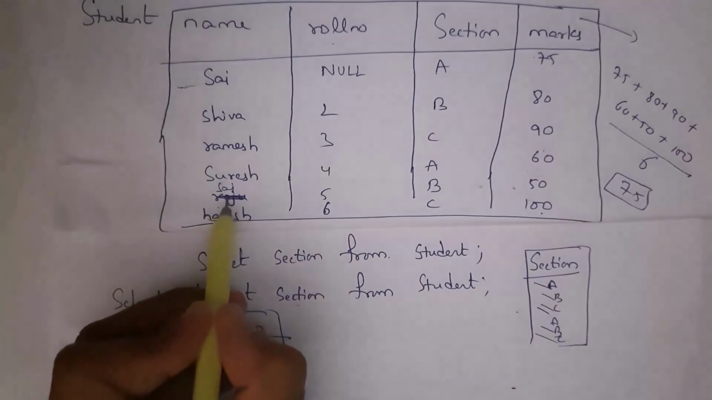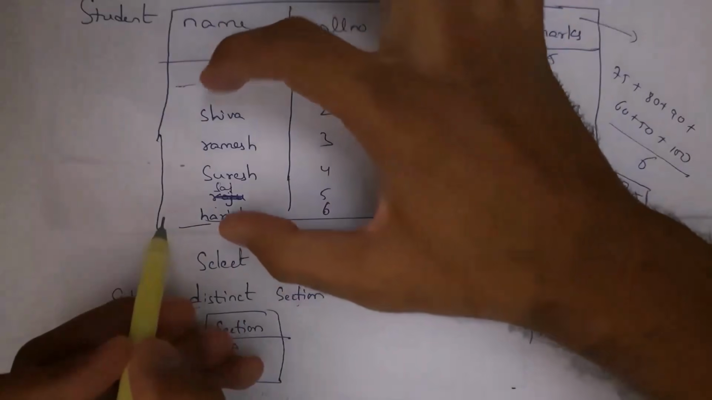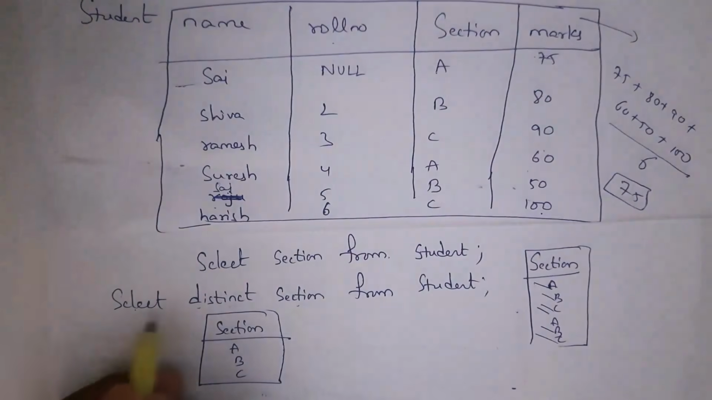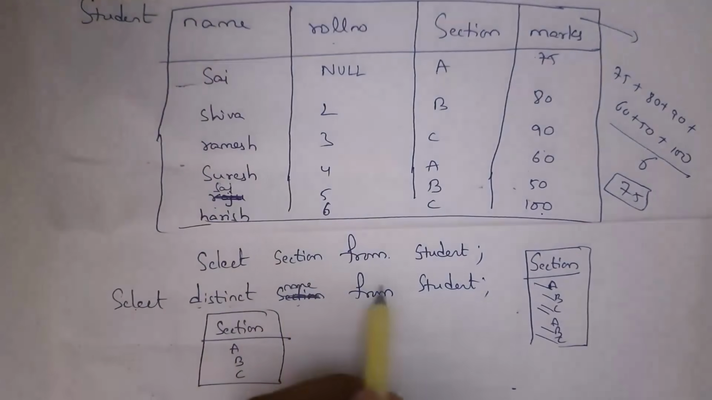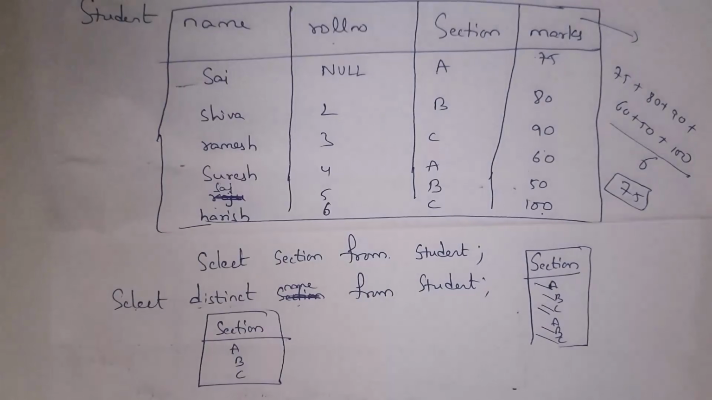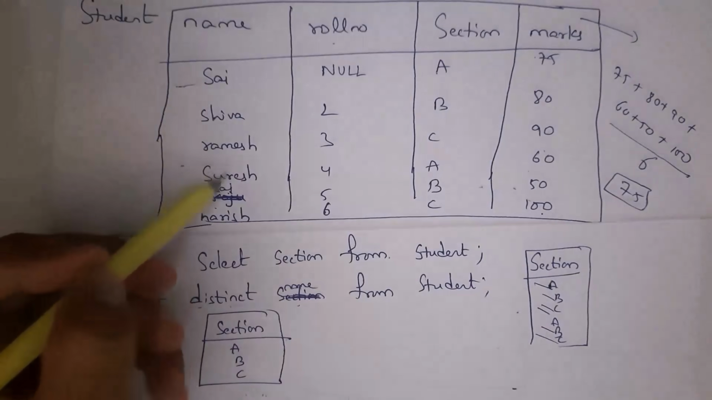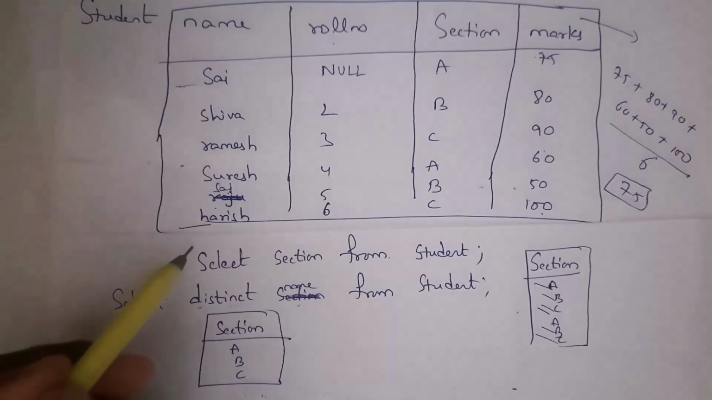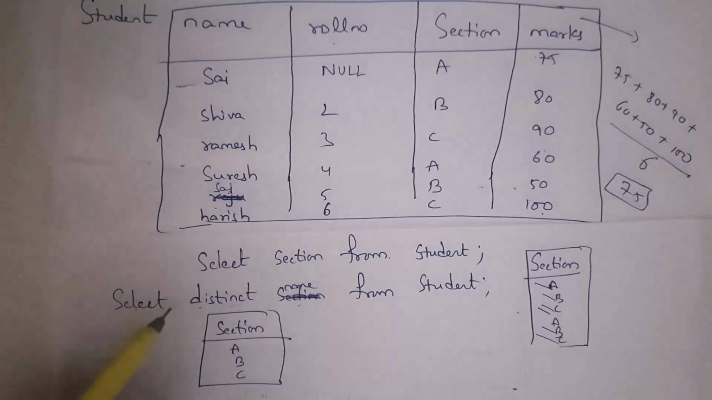For example, in place of Raju, again I took Sai. Sai is repeated twice. Whenever I write select distinct name column from student table, it will display the output Sai, Shiva, Ramesh, Suresh and Harish. Here Sai is repeated twice, but it will display Sai only once.